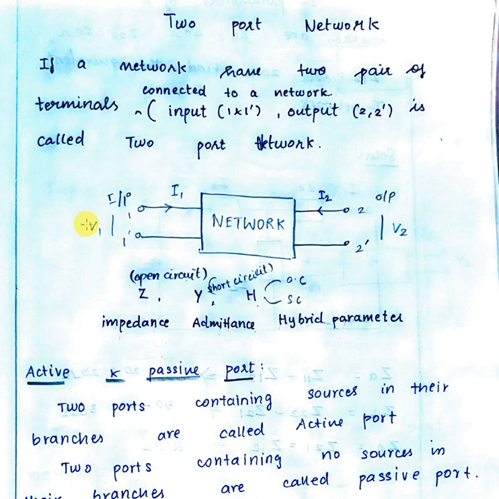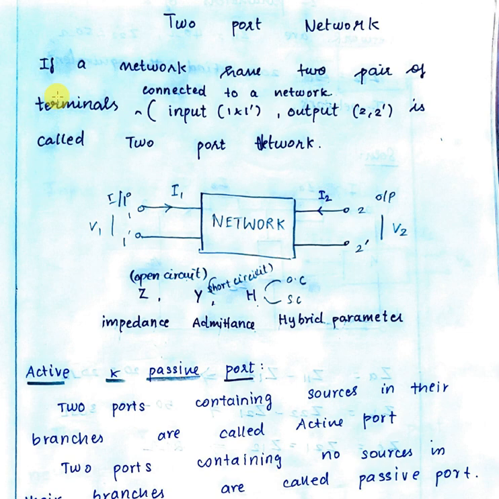The parameters are V1, the input voltage, and I1, the input current, and then V2 and I2, the output voltage and output current. In two-port networks, we have two types, active port and passive port. In the active port, an energy source is connected to a port terminal. A passive port means there is no energy source connected.